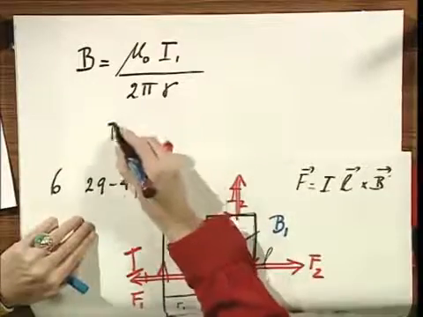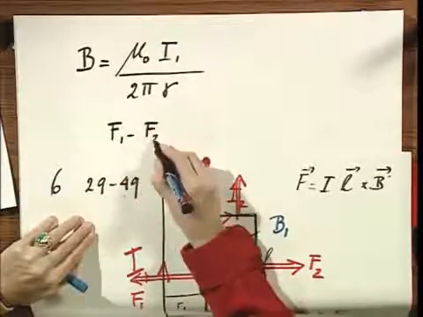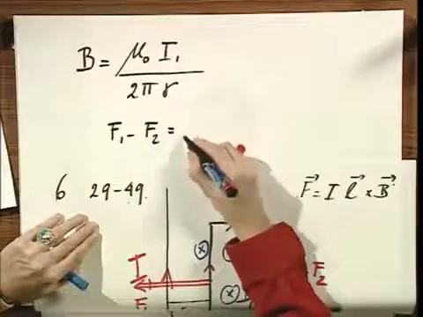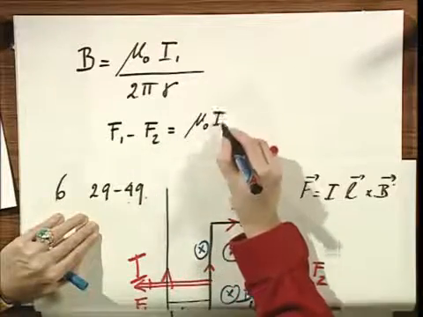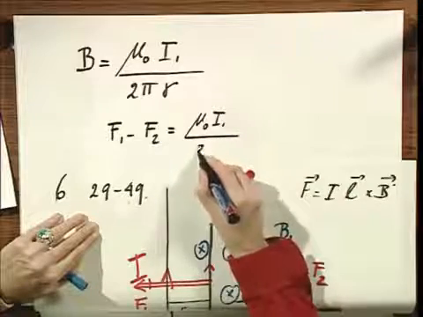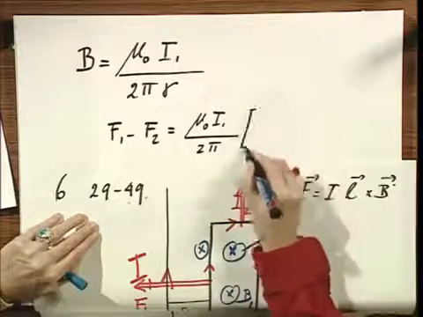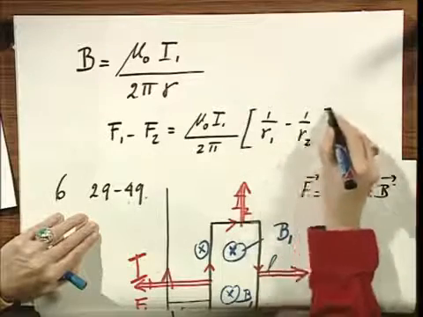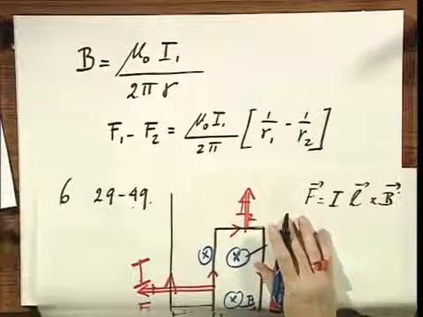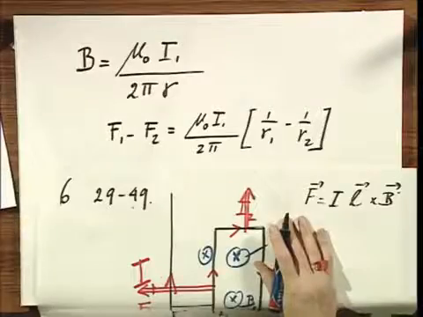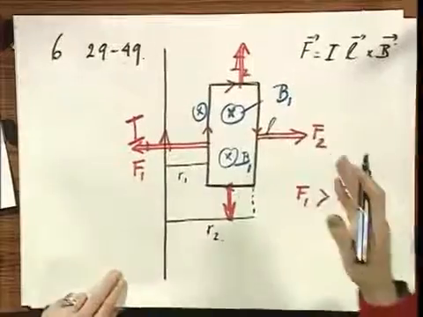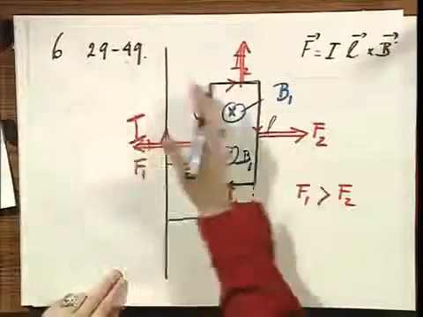So the force F1 minus F2, which is the force in this direction, will therefore be mu 0 times I1 divided by 2 pi, and I have 1 over R1 minus 1 over R2. And that is the force, and there isn't really much more that I can add to this. It wasn't all that difficult, so the loop wants to move in this direction.